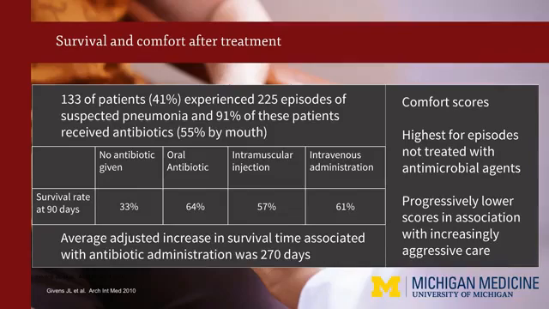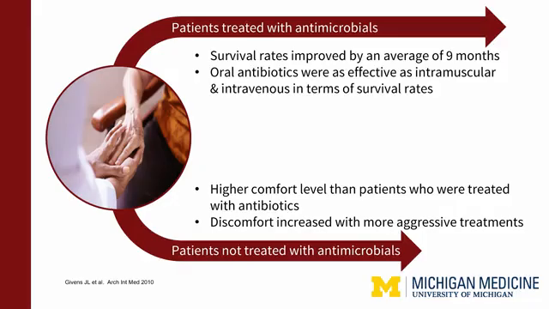However, the unadjusted comfort scores were highest for episodes that were not treated with antibiotic agents, and patients had progressively lower scores. In other words, authors observed worse comfort in association with increasingly aggressive care. So in terms of conclusions, antimicrobial agents were commonly prescribed among patients with advanced dementia as well as pneumonia. Among those who were treated, survival was improved, on average by 9 months. Oral antibiotics were as effective as intramuscular and IV antibiotics in terms of survival. Among those who received treatment, those patients had lower comfort levels compared to those who received no treatment, and discomfort appeared to increase with more aggressive treatment modalities.